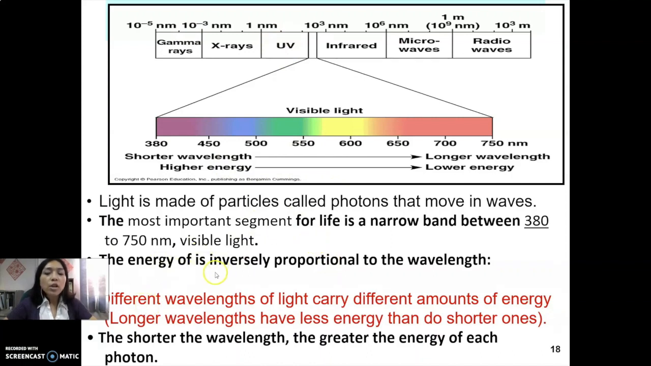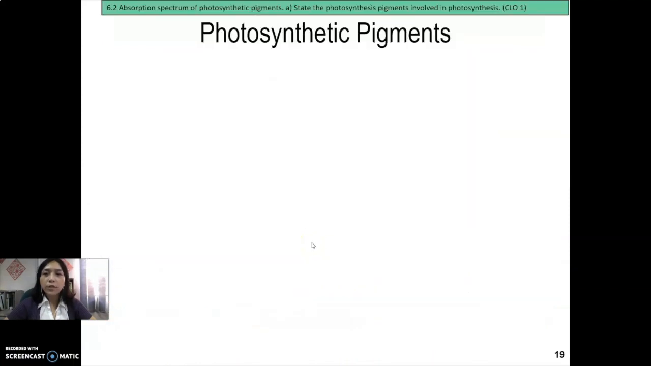The energy is inversely proportional to the wavelength. Energy inversely proportional to wavelength means that when the wavelength is long, the energy is low. Looking at this diagram here, a longer wavelength has lower energy, and a shorter wavelength has higher energy. So the shorter the wavelength, the greater the energy of each photon of the light.